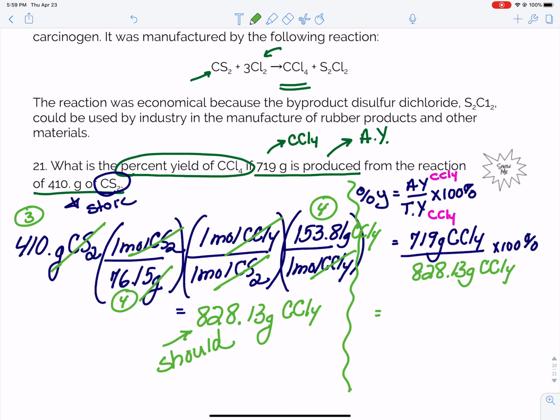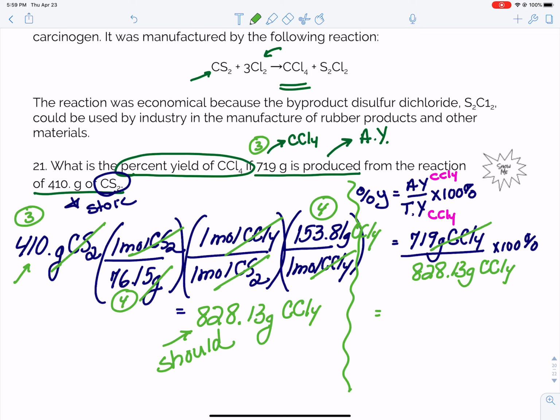And again, if these are not of the same compound, it doesn't work, right? We looked at this a little bit. If we're multiplying or dividing and we want the units to cancel out, they need to be the exact same units. Okay, so I'm going to divide those two. And then again, looking at the significant figures, 410 has 3 and 719 would also count. My actual yield would have 3. So I'm going to round my answer to 3 significant figures.